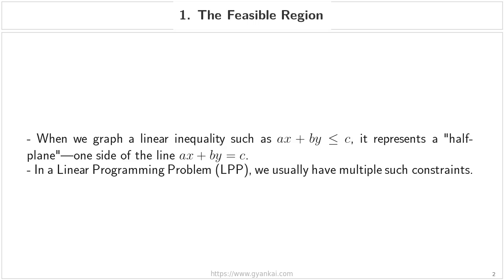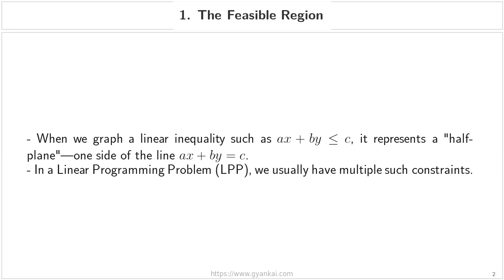1. The feasible region. Think about when we graph a linear inequality, something like ax + by ≤ c. This doesn't just give us a thin line. It actually represents what we call a half-plane. This means everything on one side of the line, ax + by = c, is included.